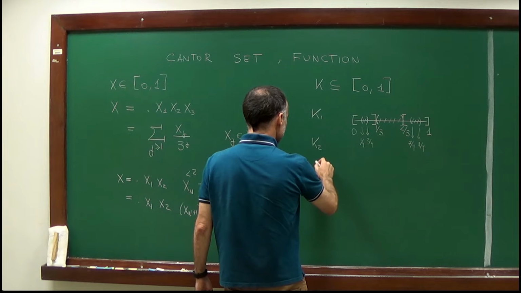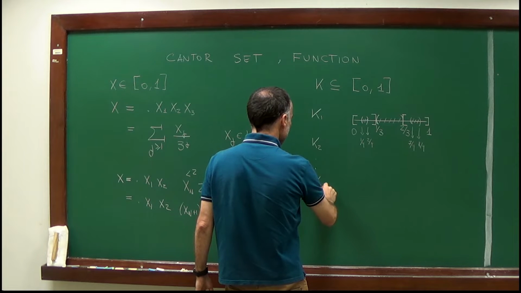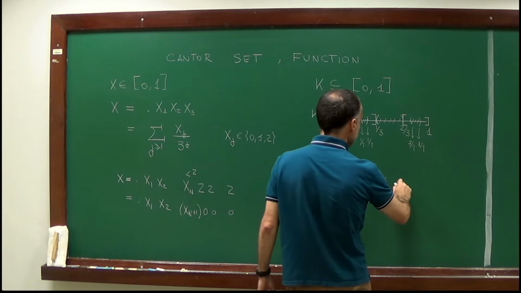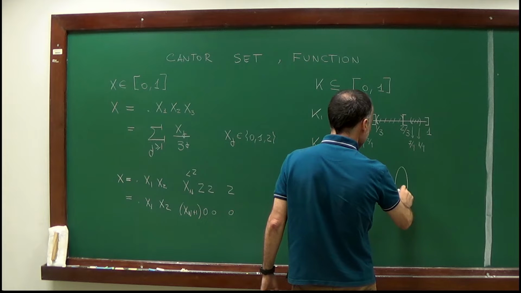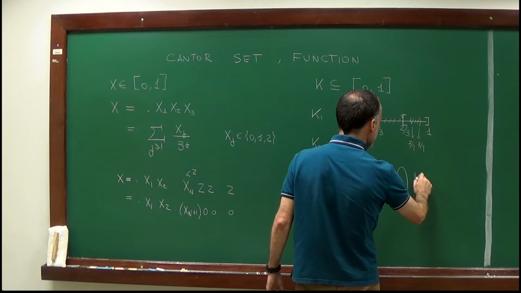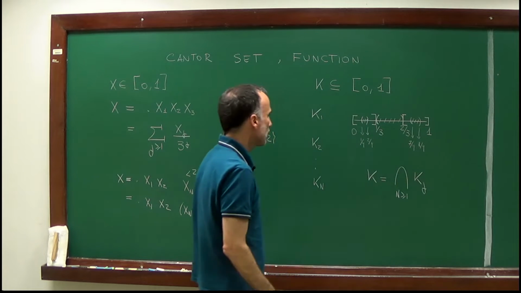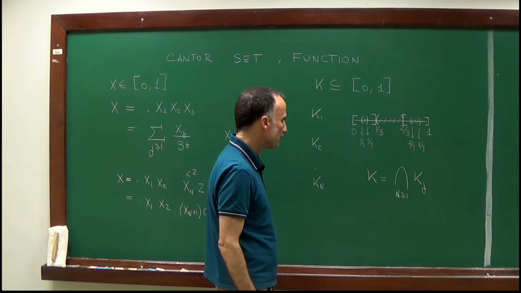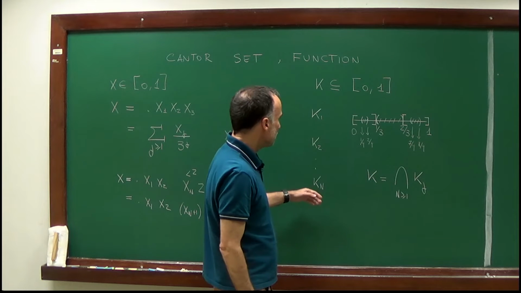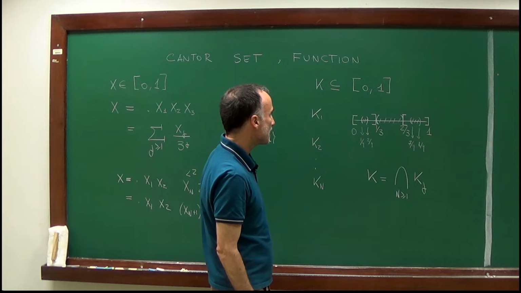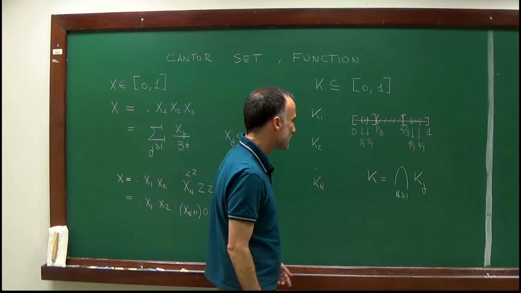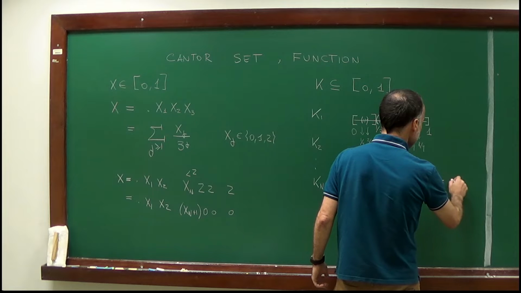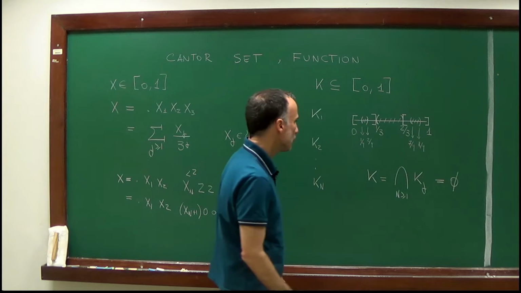procedure. In this way, at some point, I will have defined Kn, and the set K will be just the intersection for all n larger or equal to 1 of Kn. Note that these sets Kn are all compact. They are non-empty. It's a decreasing sequence of compact sets. Since they are all non-empty, the intersection is non-empty. So this is a non-empty set, which is compact.